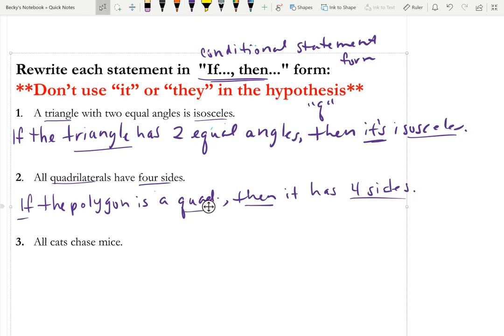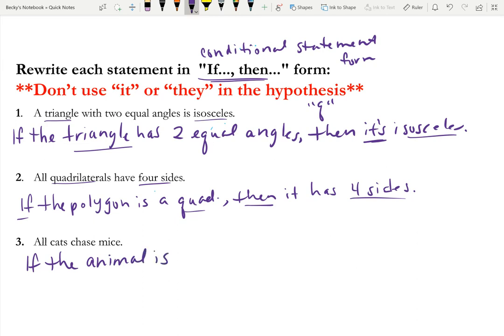All right, hopefully you've already tried this. All cats chase mice. So if what? If the what is a cat. You can't just say if cat, then chase mice. I mean, that doesn't sound correct. If the animal is a cat, then it will chase mice. Now, again, yours doesn't have to be word per word the same.